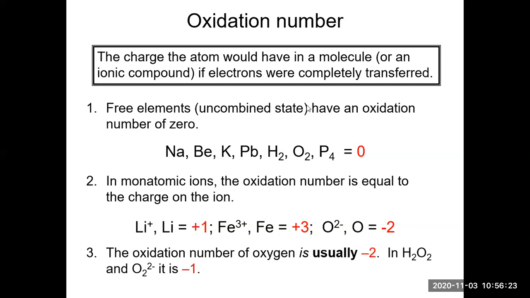So the first rule is one we talked about a little bit here. All the free elements in their uncombined state, the way they naturally come, will have an oxidation number of 0. So that's why we have something like sodium metal, potassium metal, lead metal, even hydrogen gas, oxygen gas, nitrogen gas. Anything in this natural uncombined form will have an oxidation number of 0.